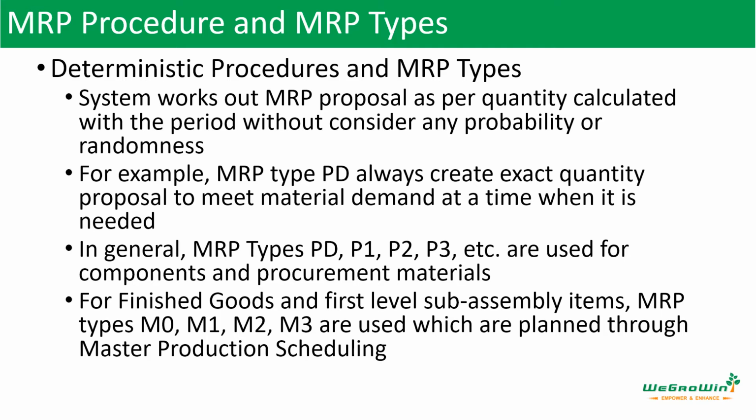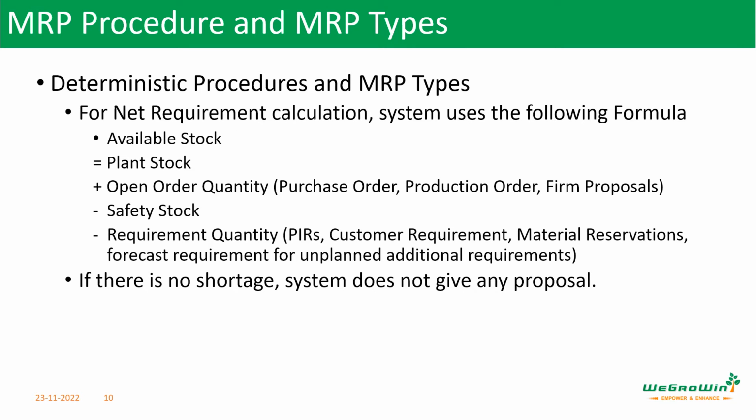And also we have MRP types P1, P2, P3. They are also firm type MRP types that we will see. These are used for components and procurement materials: PD, P1, P2, P3. Then for finished goods and first level subassembly items, we have MRP types M0, M1, M2, M3, which all work like master production scheduling. These are applicable to high level finished products and also critical materials and some key subassemblies.